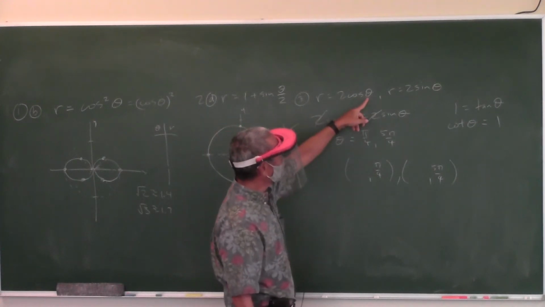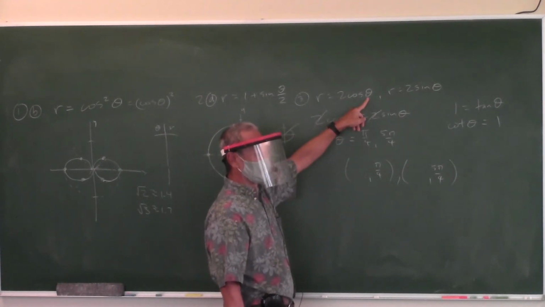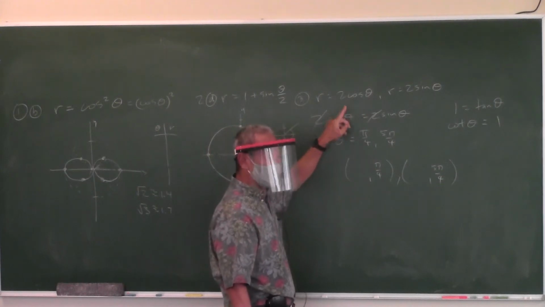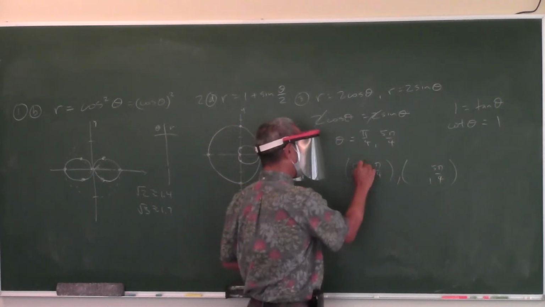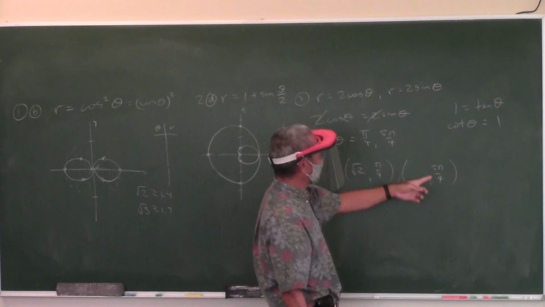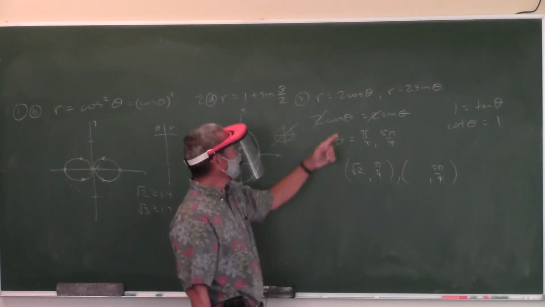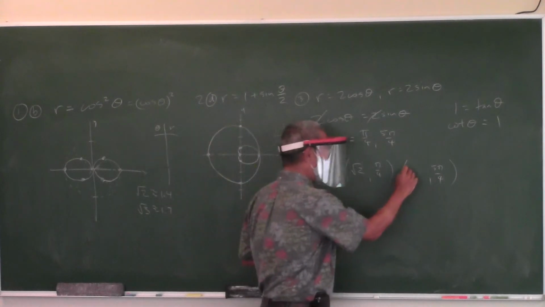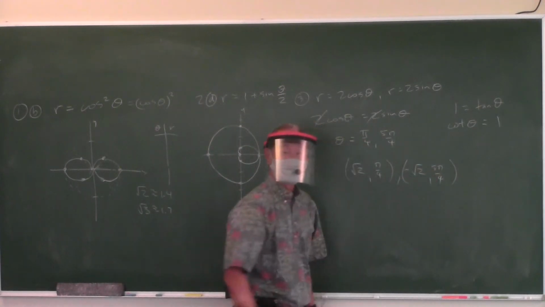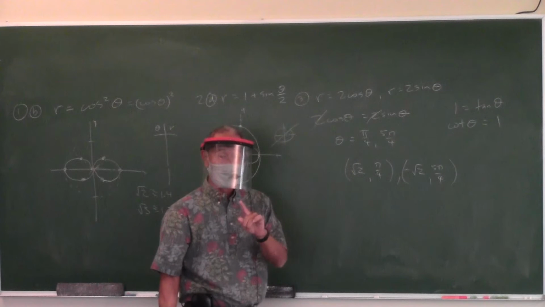What is the cosine of pi over 4? Root 2 over 2 times 2? Root 2. Okay, what is the cosine of 5 pi over 4? Negative root 2 over 2 times 2. Negative root 2. There you go, those are your points of intersection. Now we've got to draw the graphs.